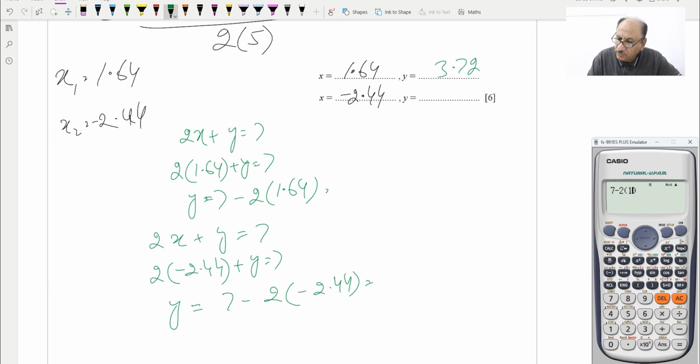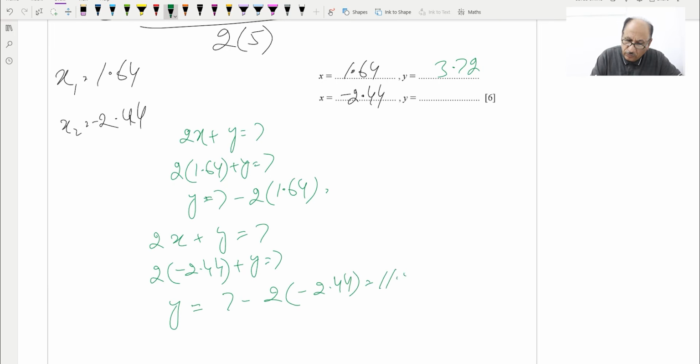This will be minus 2.44, and this gives us 11.88. So 11.88 is the second value. So this is done for 6 marks.